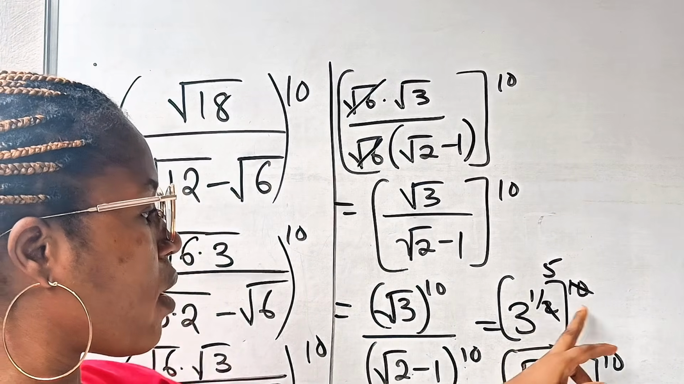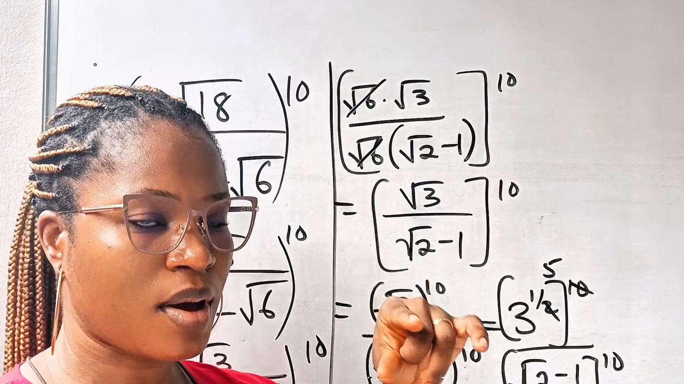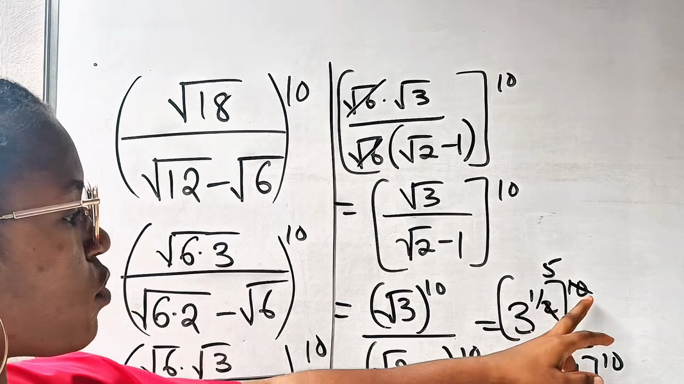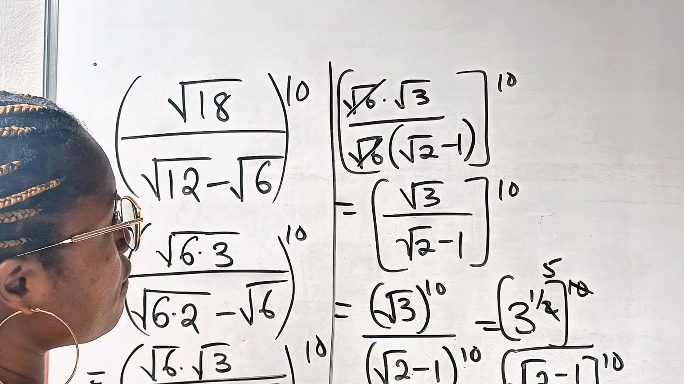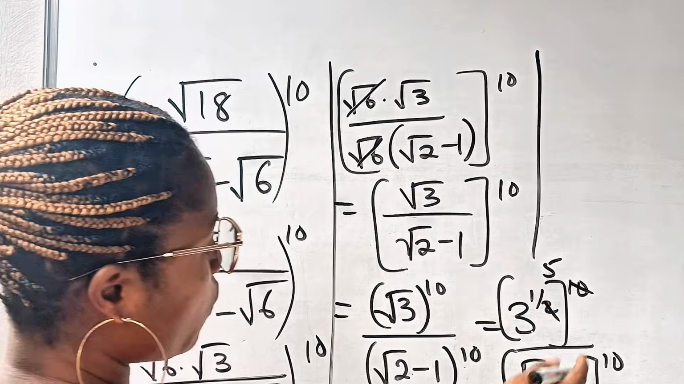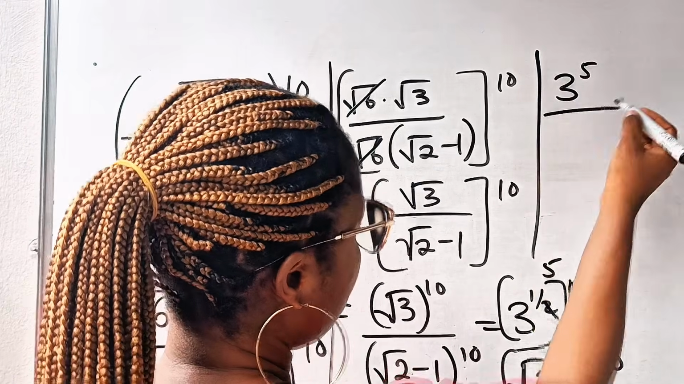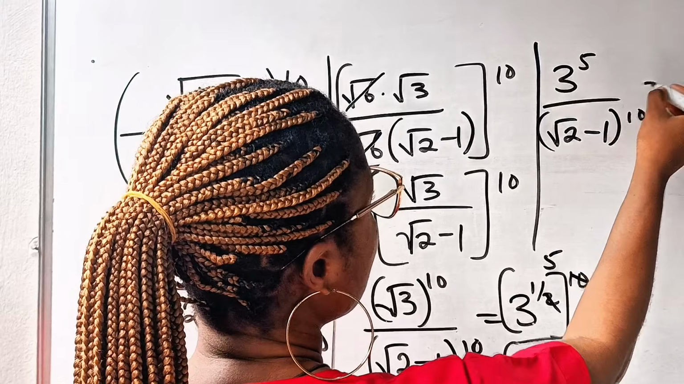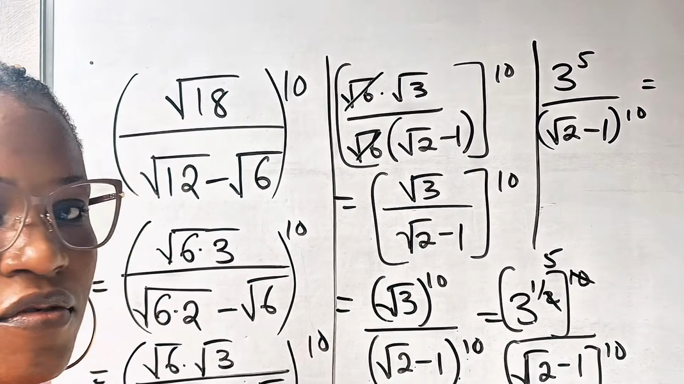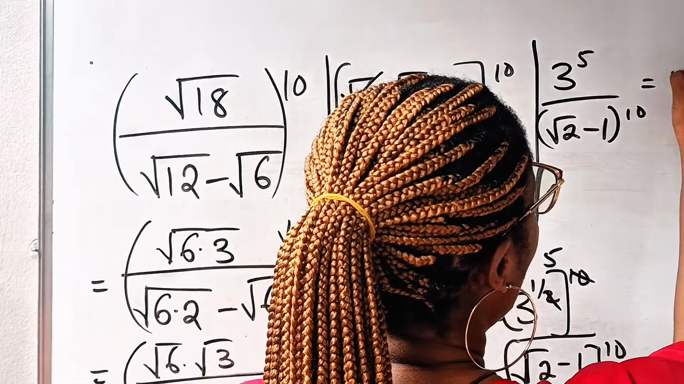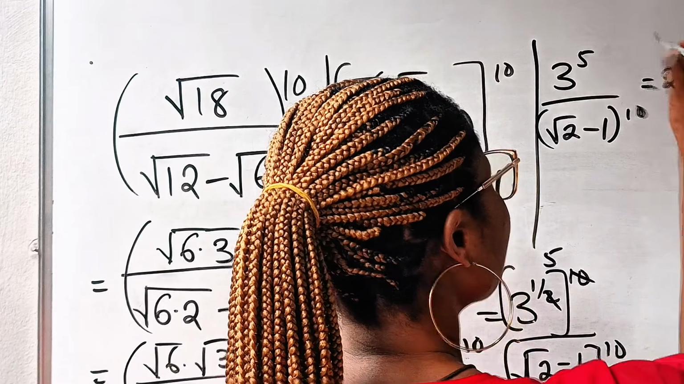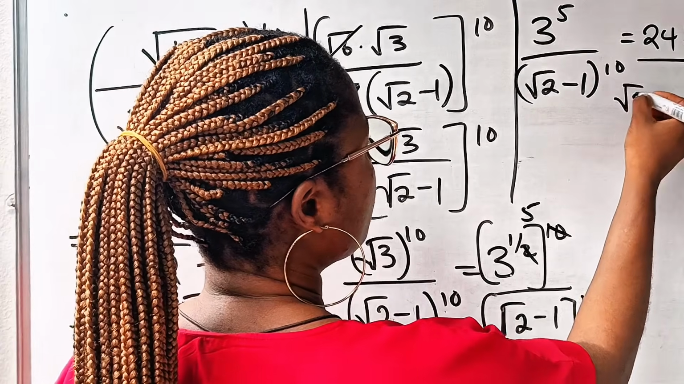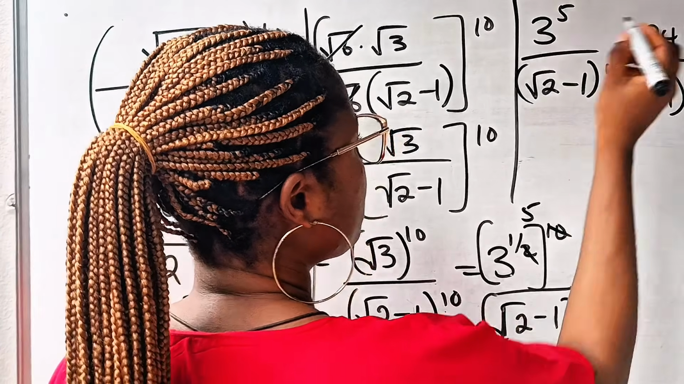That is because when two powers are on a particular number, you multiply them together. Yes, so we have half multiplied by 10, which will give us 5. So moving forward, now we have 3 to the power of 5 divided by root 2 minus 1 raised to the power of 10. Now 3 to the power of 5 is 243, right? 243 divided by root 2 minus 1 to the power of 10.